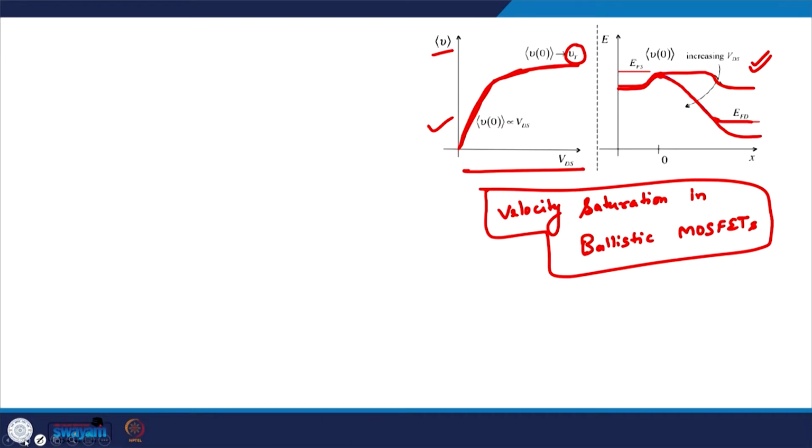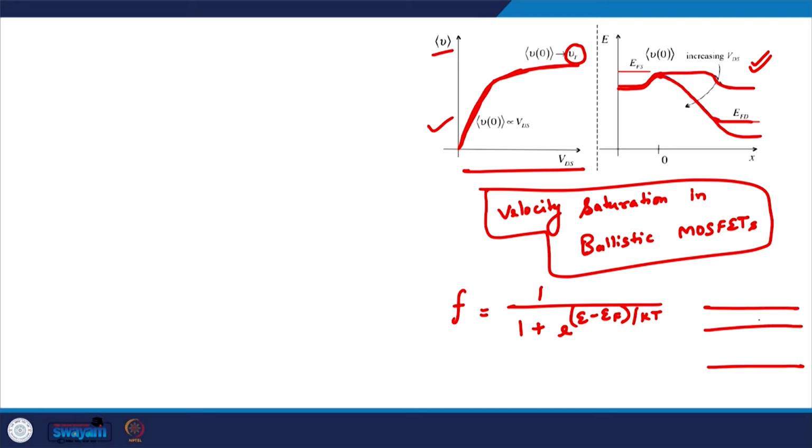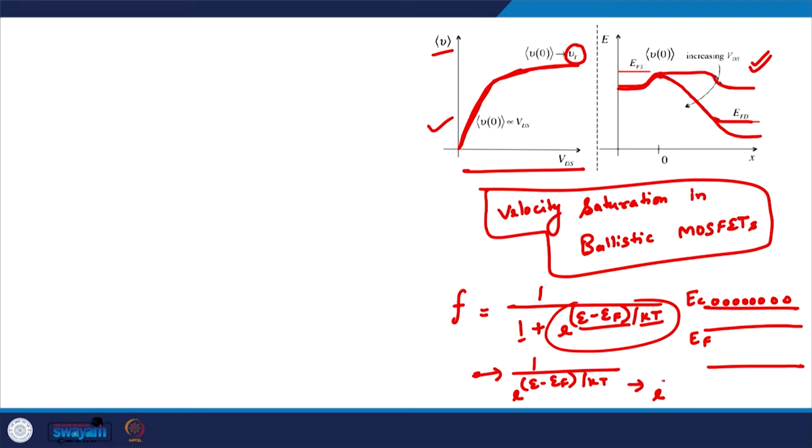and let me quickly tell you why we can do that. As you can see, the distribution of electrons is governed by the Fermi-Dirac distribution, and this is how it looks: f is 1 by 1 plus exponential of (E minus EF) by kT. In a typical non-degenerate semiconductor, the Fermi level is reasonably far away from the bottom of the conduction band. So for the electrons sitting in the conduction band, E minus EF is many kT, so this exponential becomes large compared to 1, and the 1 can be removed from the denominator. So it becomes exponential of minus (E minus EF) by kT, and this is the Maxwell-Boltzmann distribution.